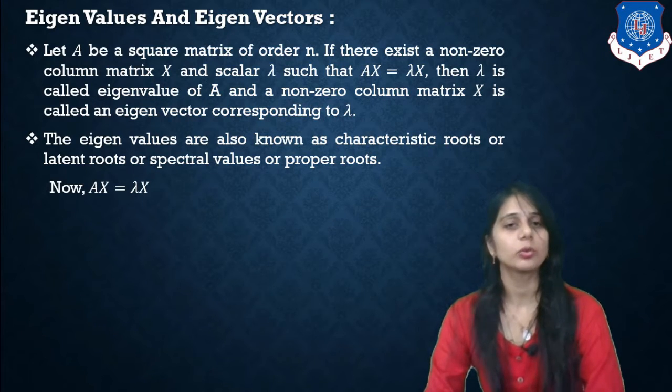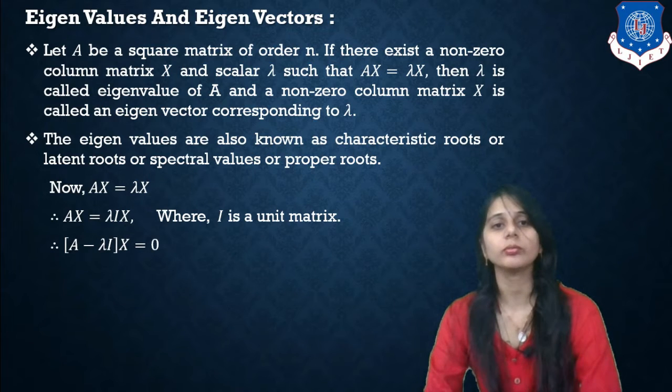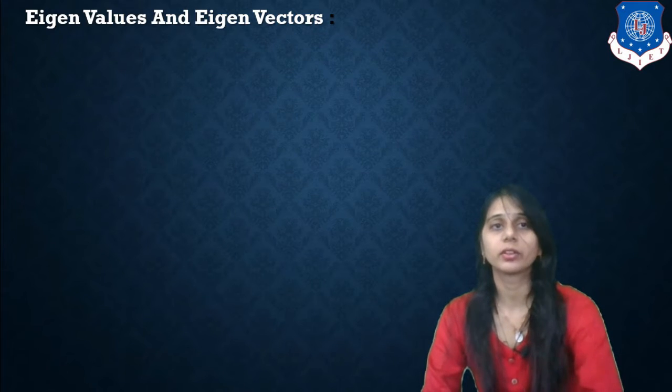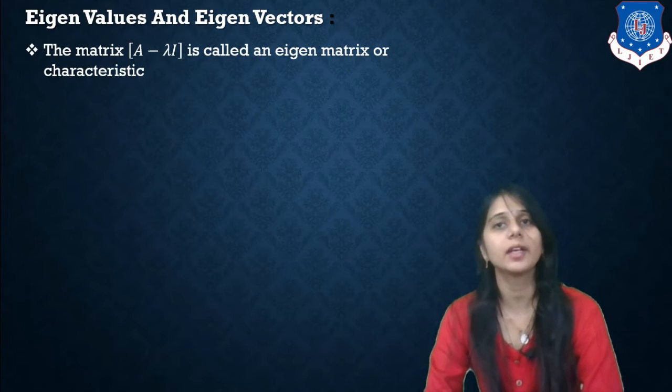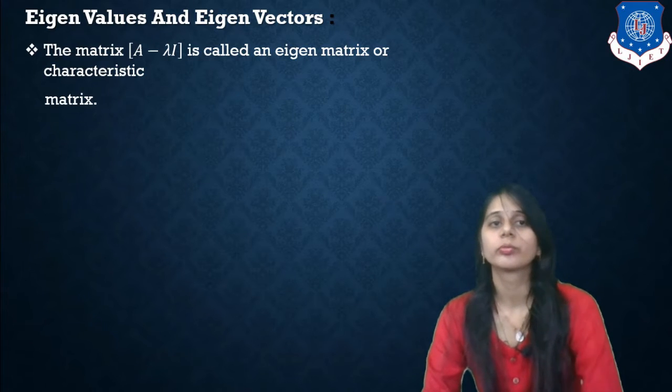Now AX equals lambda X. So we say that AX equals lambda IX, where I is a unit matrix. So (A minus lambda I) X equals 0. The matrix A minus lambda I is called the eigenmatrix or characteristic matrix.